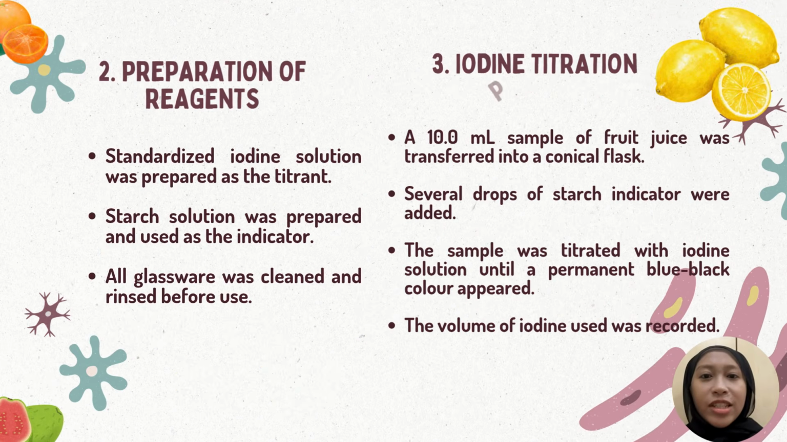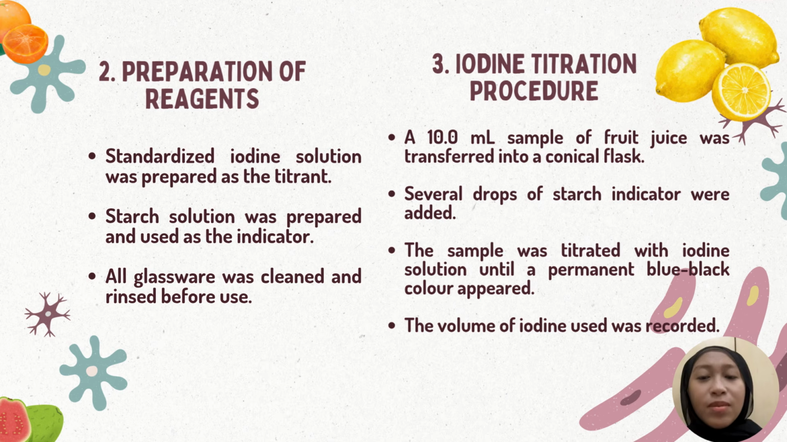Preparation of reaction and iodine titration procedure. Next, we prepared the reagents for the experiment. A standardized iodine solution was used as the titrant, while starch solution was prepared as the indicator. Before starting the experiment, all glassware was cleaned and rinsed to prevent contamination.